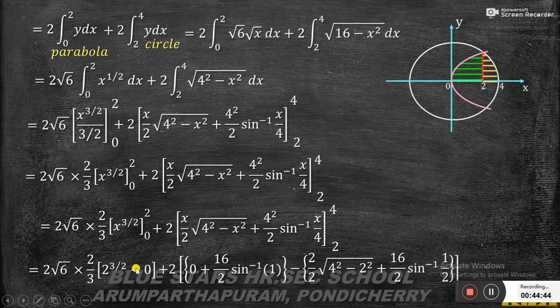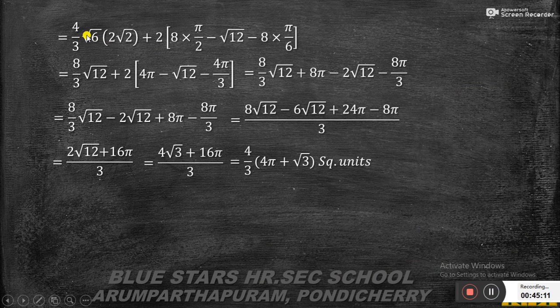So the next step, 2 root 6 into 2 by 3, here we substitute the upper limit, 2 power 3 by 2 minus 0 plus 2 into, we substitute the upper limit, 4 square minus 4 square means 0, so the first term is 0, so 4 square means 16 by 2 sine inverse 4 by 4 is sine inverse 1, minus, we apply the lower limit, 2 by 2 is 1, square root of 4 square minus 2 square plus 16 by 2 sine inverse 1 by 2. See here 4 by 3 root 6, 2 root 2, plus 2 into 8 into pi by 2 minus root 2 minus 8 into pi by 6.